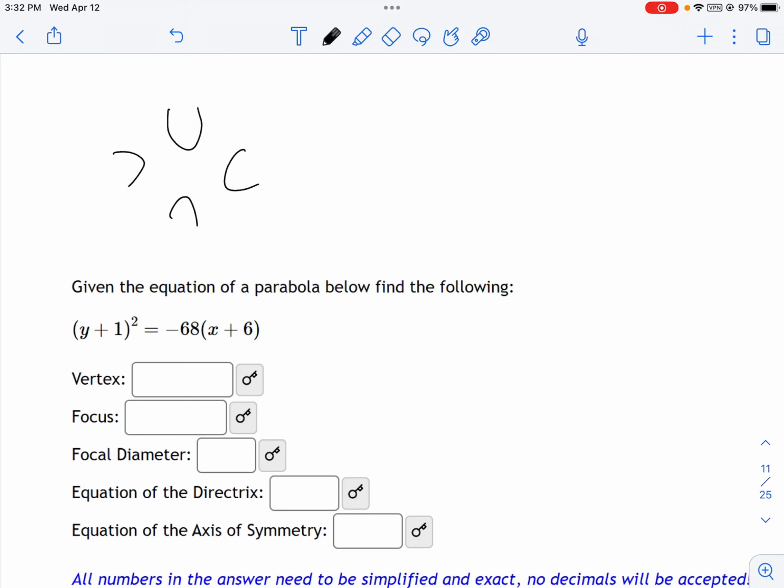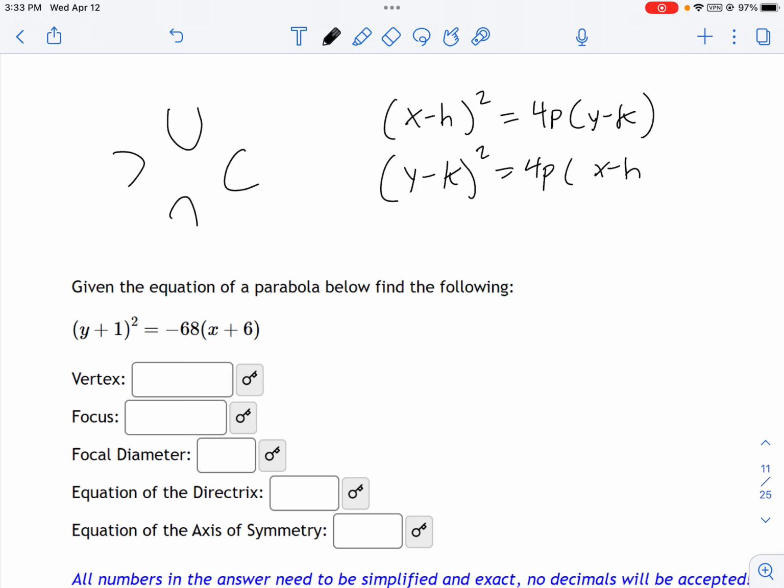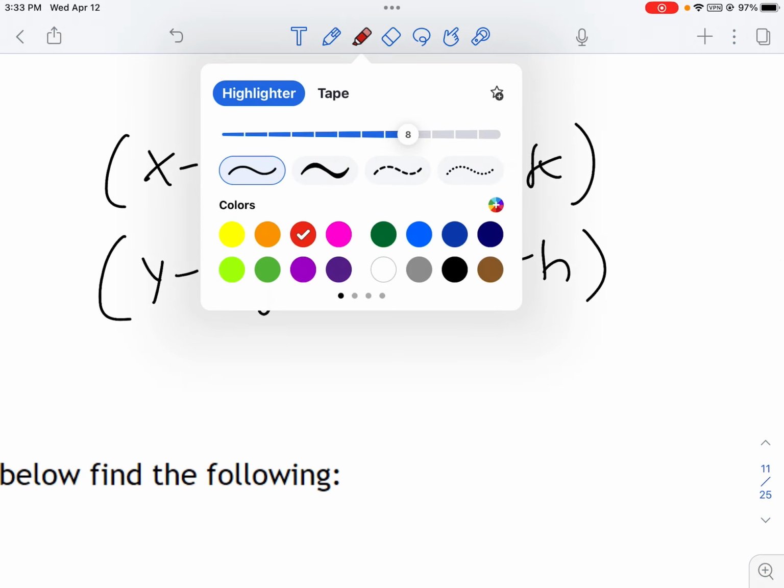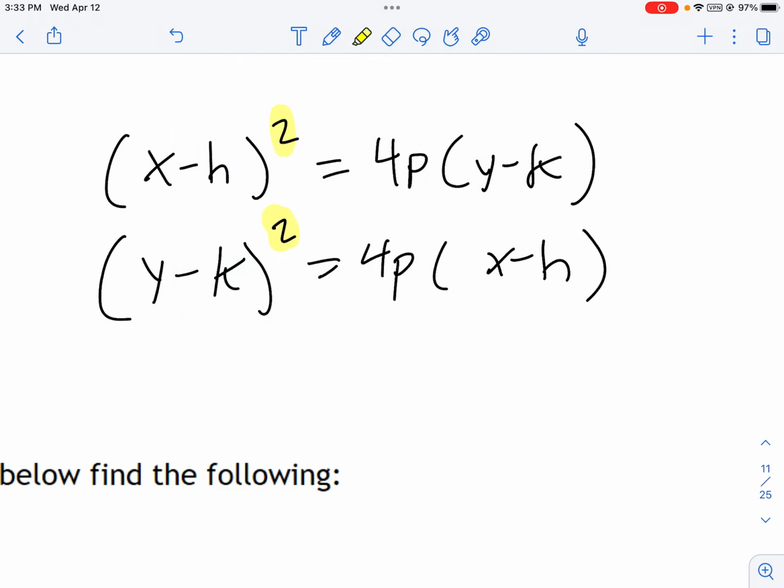Alright, we have two kinds of equations. You have (x minus h) squared equals 4p times (y minus k), or you have (y minus k) squared equals 4p times (x minus h). Now the only difference between these is that as you look from one equation to the other, you notice one of them is going to be squared, and the one that isn't squared has the 4p attached to it.